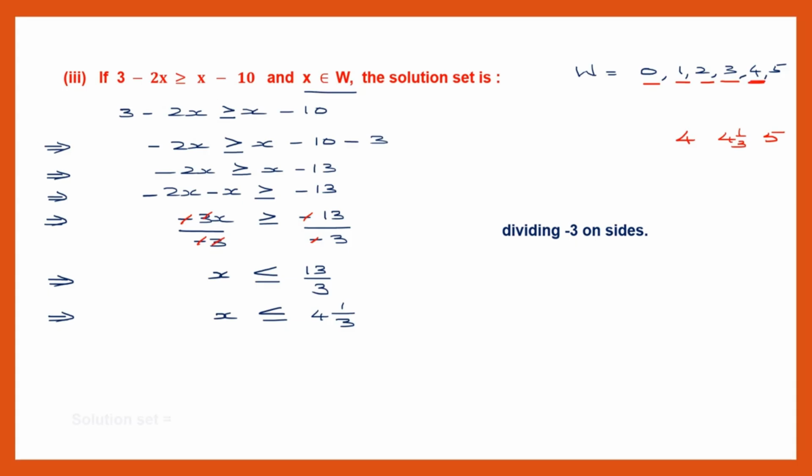So what is my solution set? My solution set will be all these numbers that I have underlined in red, that is 0, 1, 2, 3 and 4. Because 4 is also less than 4 1 by 3. And that is option C. So my answer here is option C.